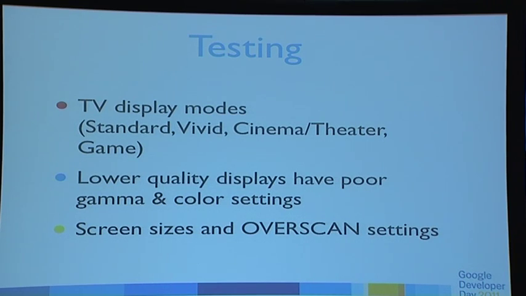When you test your app, make sure you test it on different TV settings, color settings. Make sure you test it on different screens. Sometimes low-quality TVs pixelate more, so your resolutions may look a little bit funny. And really test for different overscan settings.